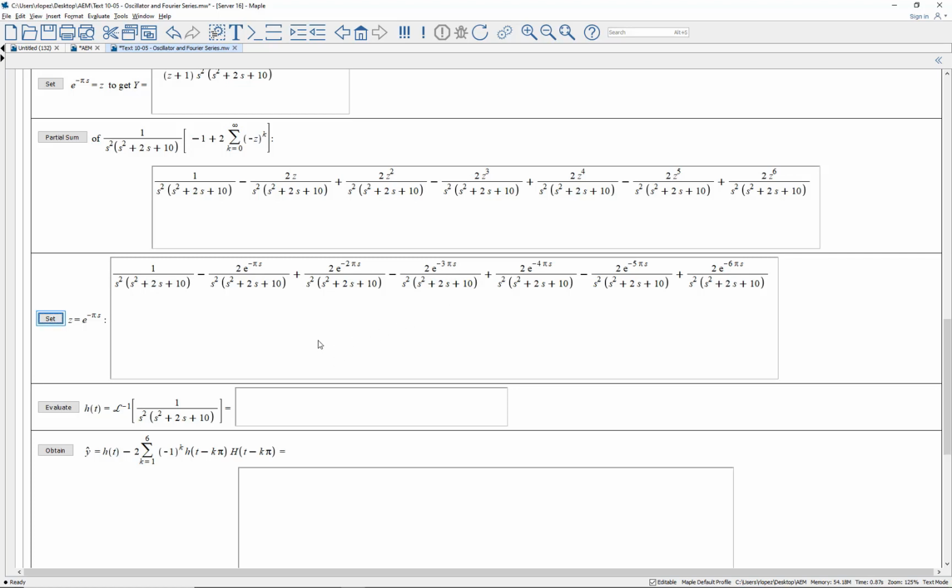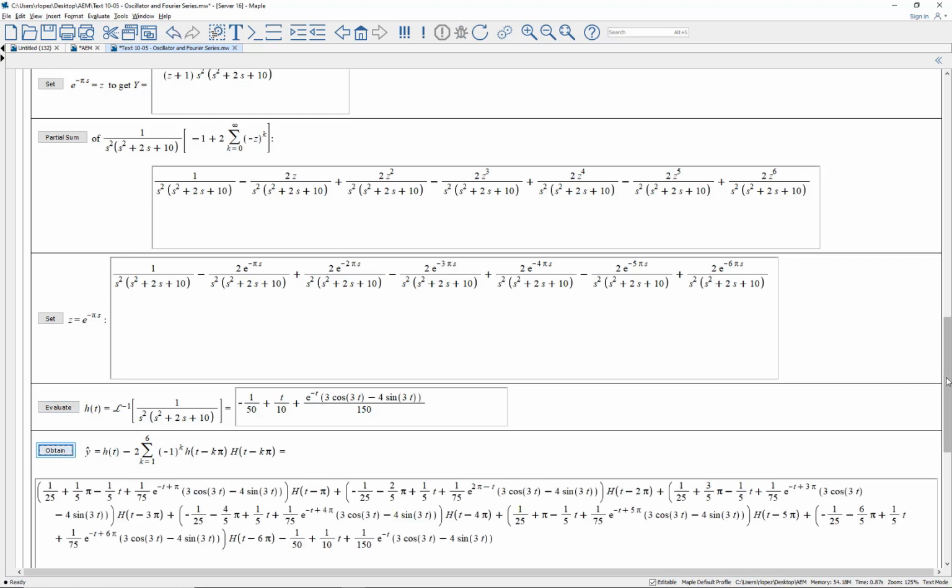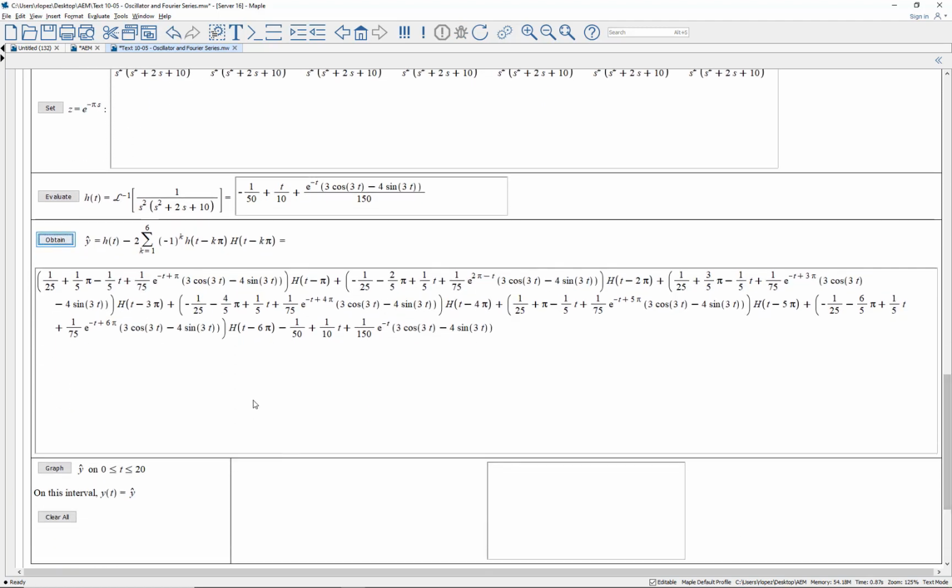Second shifting theorem. What do you do? You invert this function. I call that h of t. And then the inverse transform of this expression is this function shifted times a Heaviside. So there is the exact solution. I qualify that by saying it's exact on at least 0 to 20.